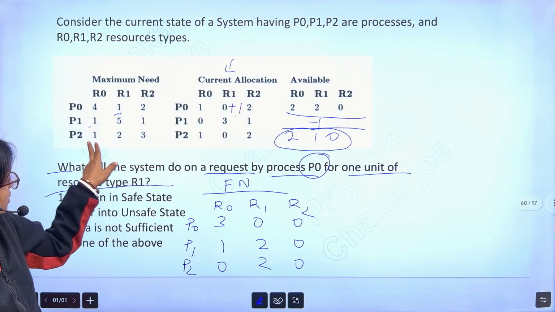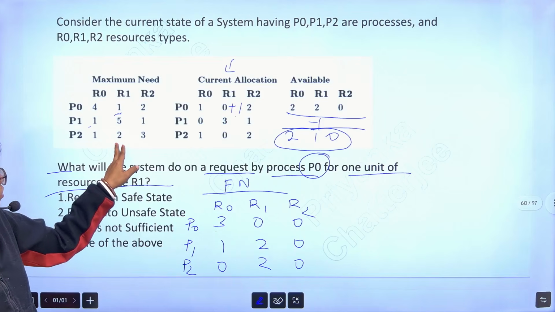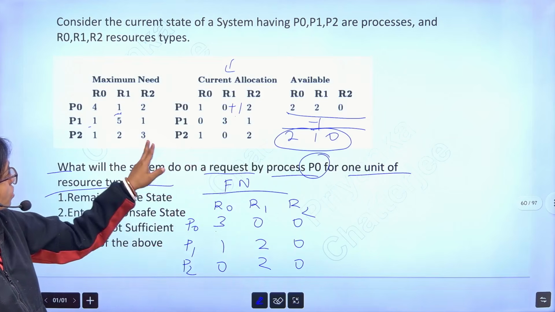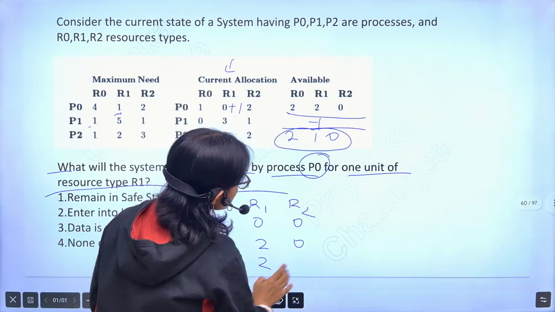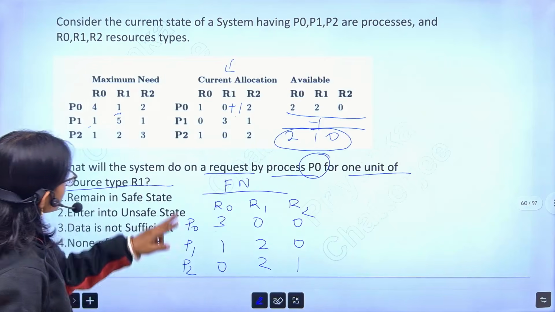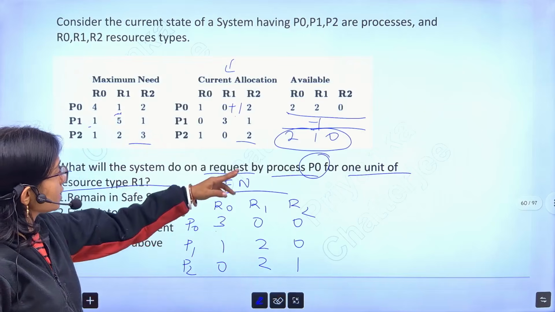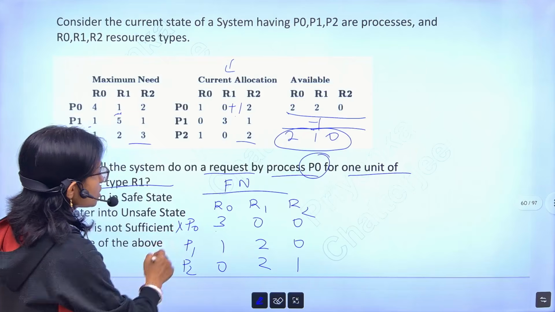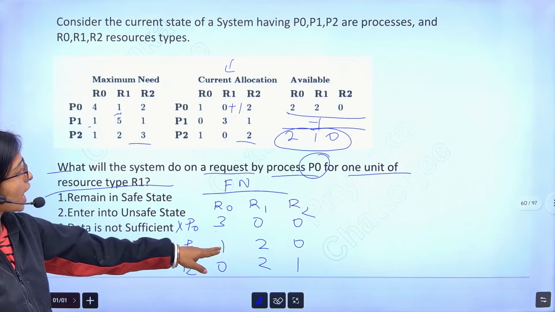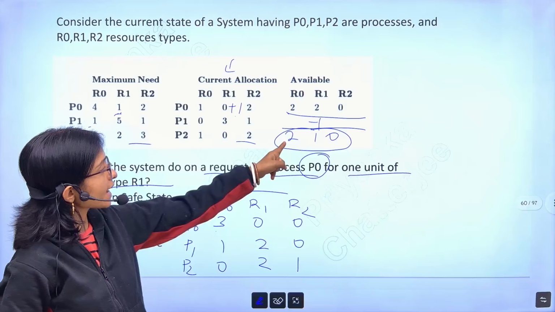1 minus 1, 0. 2 minus 0, 2. 3 minus 2, 1. Yeah, this one is 1. 3 minus 2, 1. Now see, can I? This one, I cannot. P1 needs 1, 2, 0. I have 2, 1, 0.